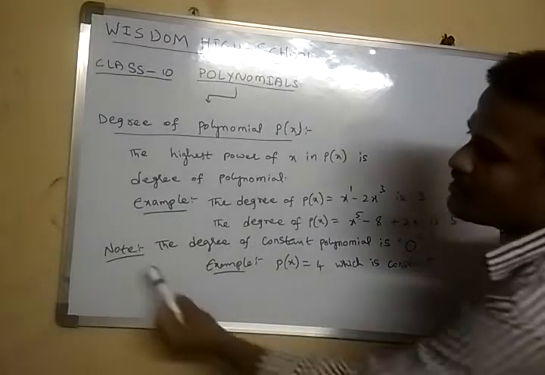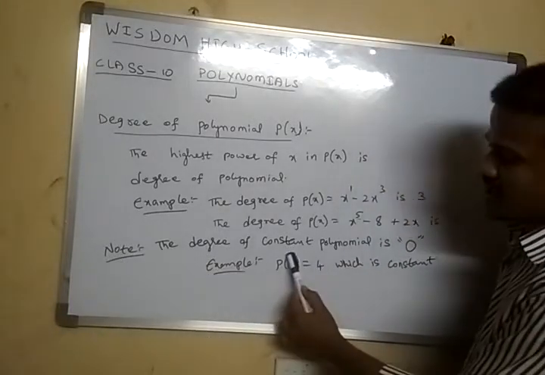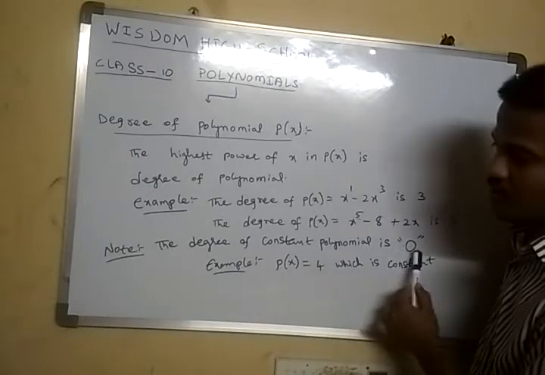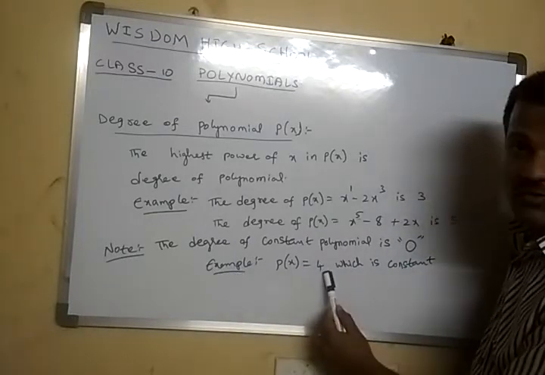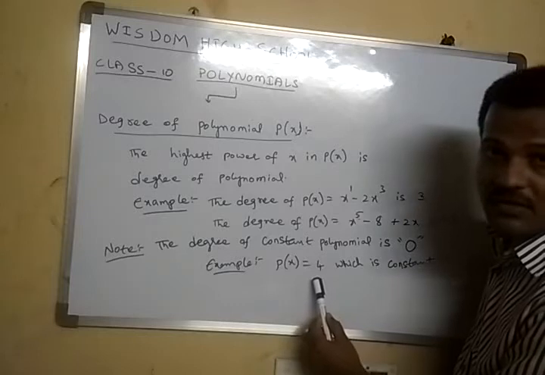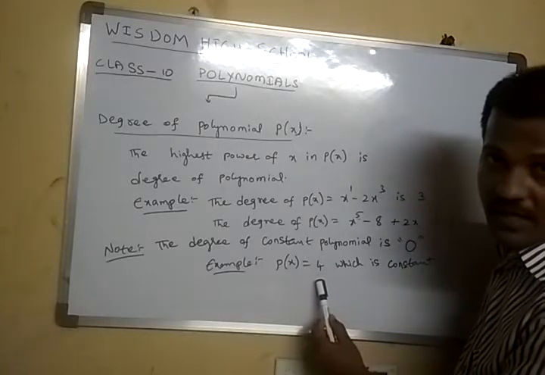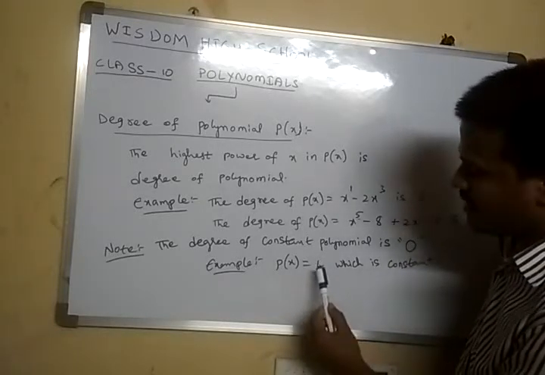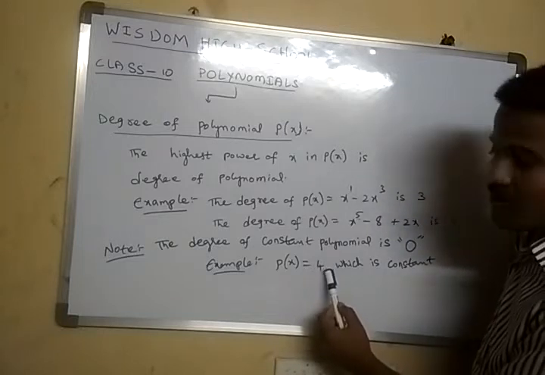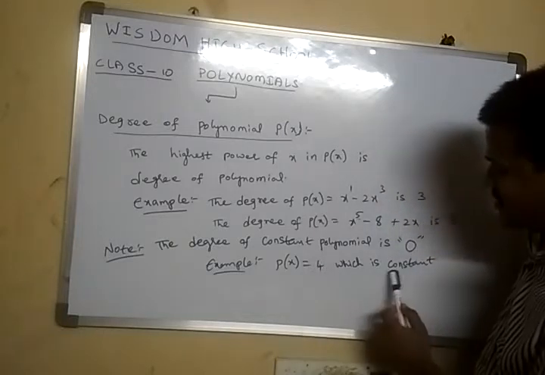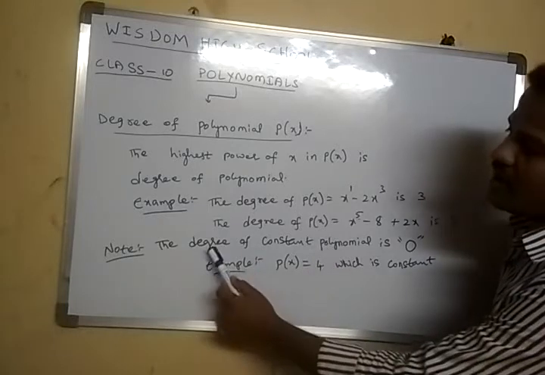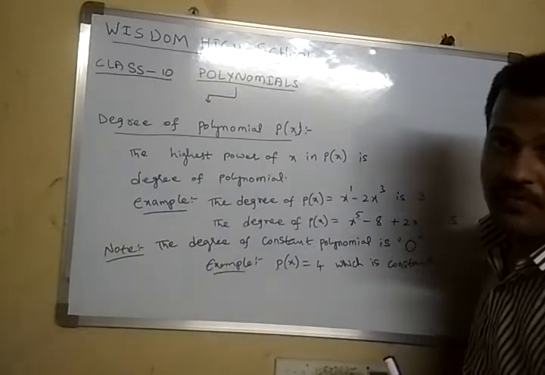Now one more important note, the degree of a constant polynomial is 0. Example, p of x equal to 4. Here 4 is a constant, so it does not contain any variable x. That means the power of x is 0, we can take. So that's why the constant polynomial degree is 0. Okay.